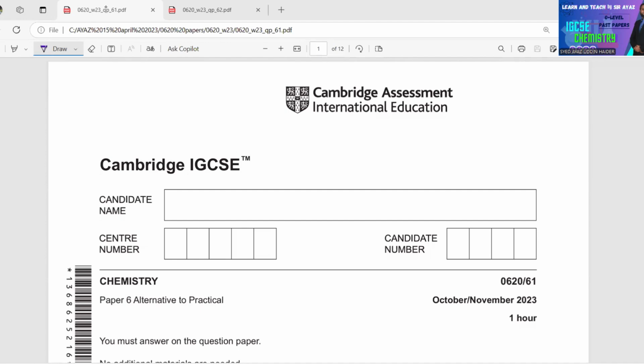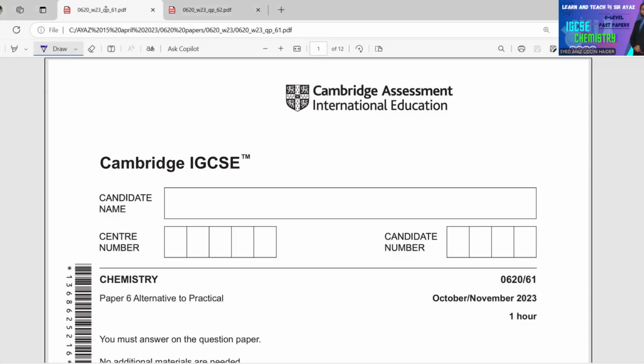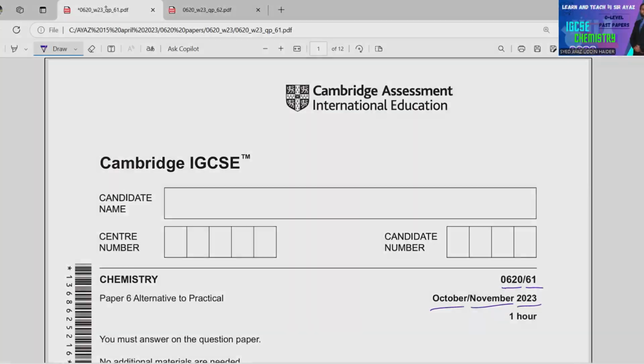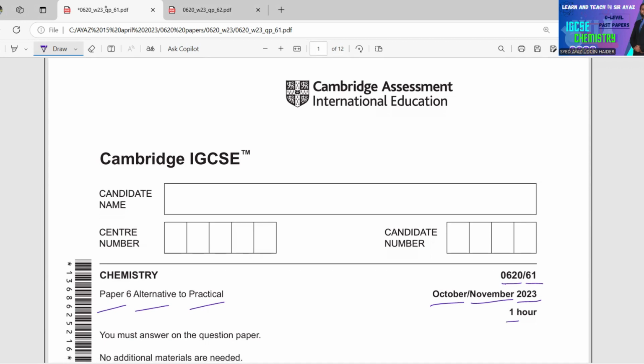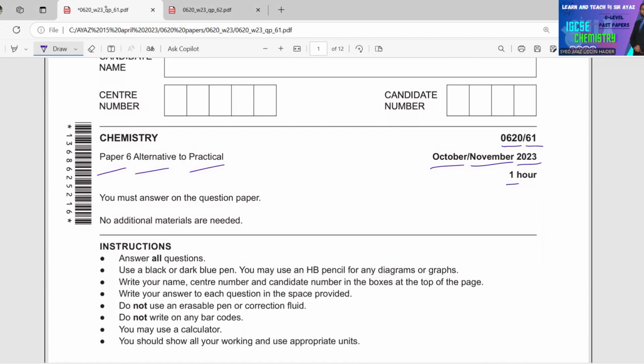This time, I have selected IGCSE 0620, and the variant is 61. It's of October November 2023. Paper 61 is paper 6, that's alternative to practical. The time is 1 hour. You have to answer all the questions, and no additional materials are required.